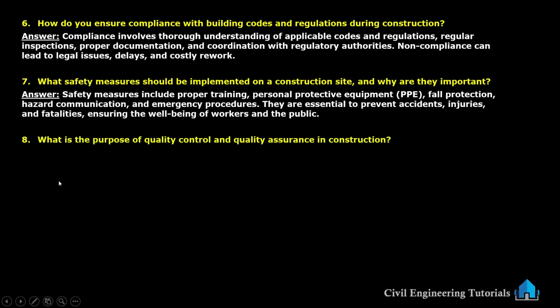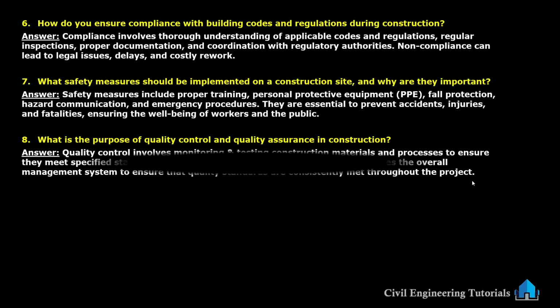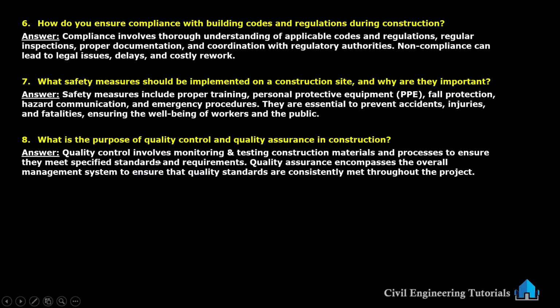What is the purpose of quality control and quality assurance in construction? Quality control involves monitoring and testing construction materials and processes to ensure they meet specified standards and requirements. Quality assurance encompasses the overall management system to ensure that quality standards are consistently met throughout the project.